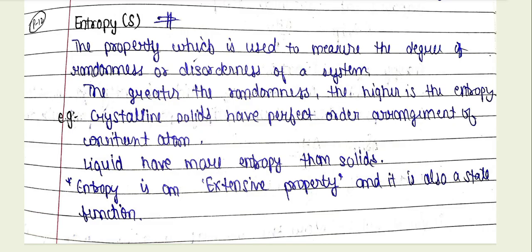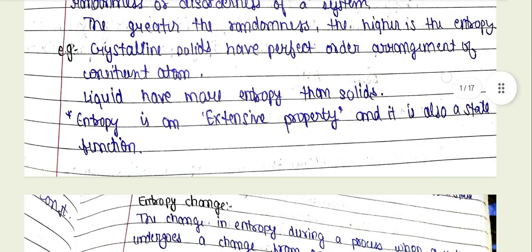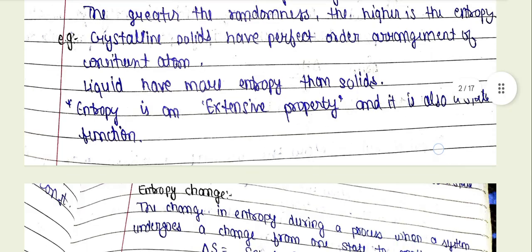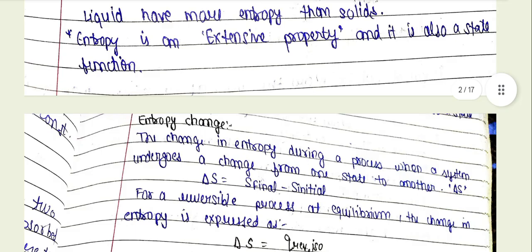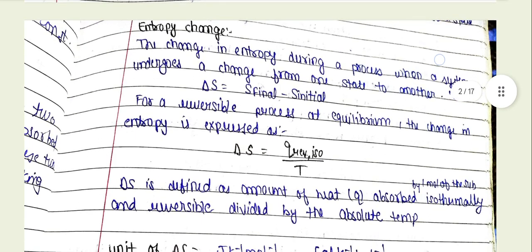Entropy, the property which is used to measure the degree of randomness or disorderliness of a system. The greater the randomness, the higher is the entropy. For example, crystalline solids have perfect order arrangement of the constituent atoms. Liquids have more entropy than the solids. Entropy is an extensive property and it is also a state function.